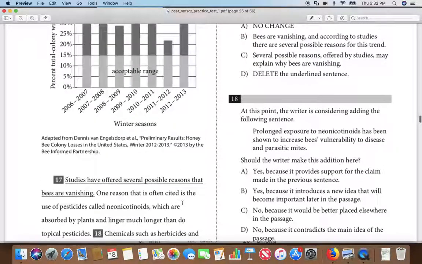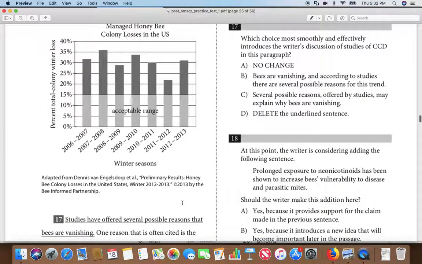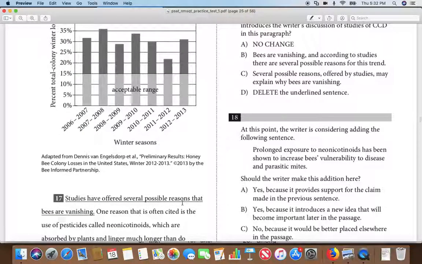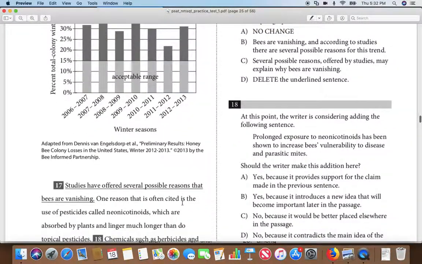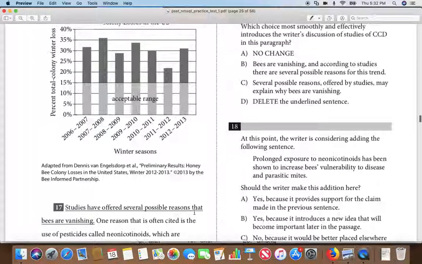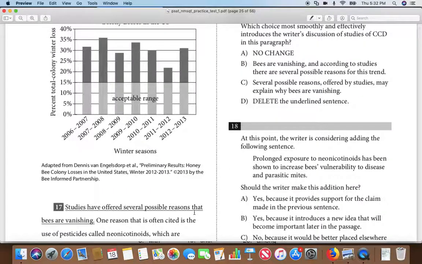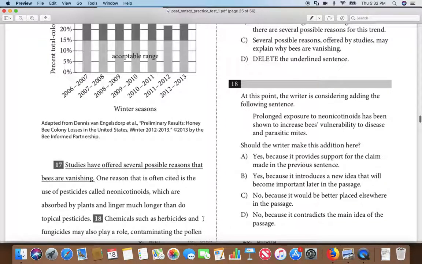So let's go back to the answer choice. We've got to find the answer choice that most smoothly and effectively introduces the writer's discussion of studies of CCD in the paragraph. So let's read answer choice A again and see if it smoothly and effectively introduces those ideas. Studies have offered several possible reasons that bees are vanishing. Does that smoothly and effectively introduce the writer's discussion of the studies of CCD? I think so. Is it smooth? Let's start there.